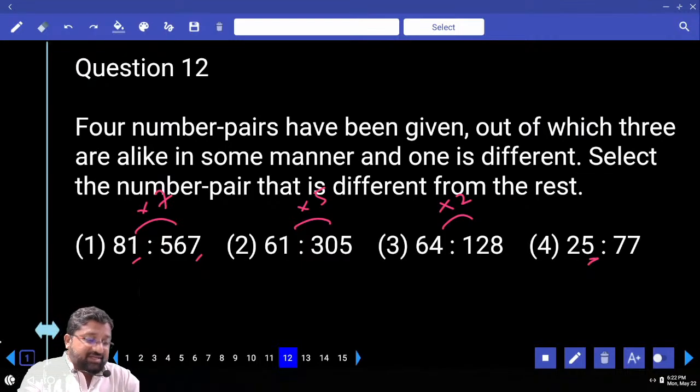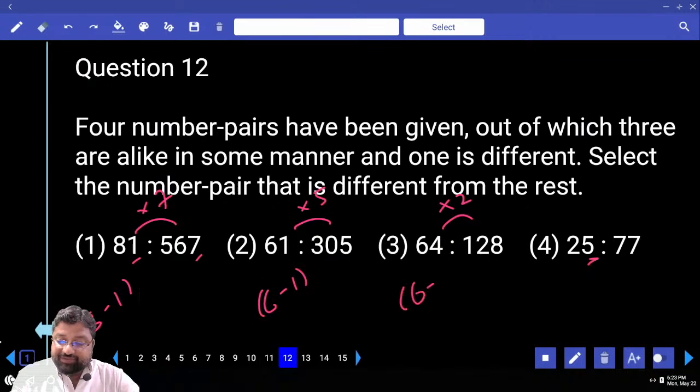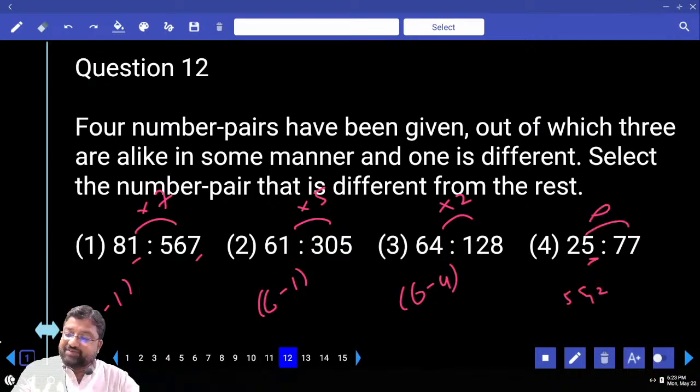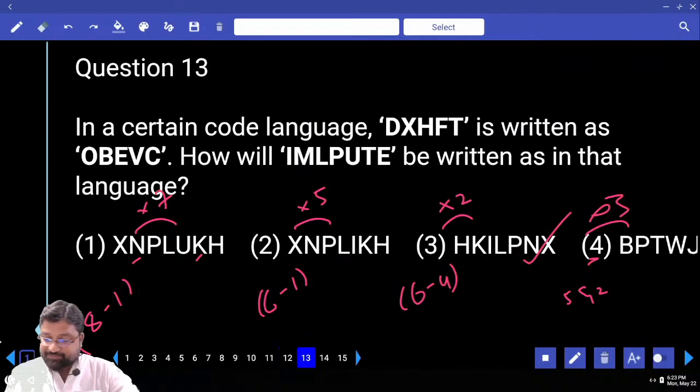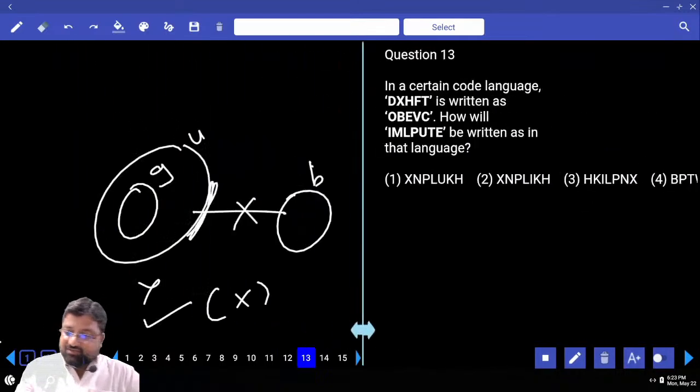What's the logic here? For 7, I am going with the difference of 8 and 1. For 5, I am going with the difference of 6 and 1. For 2, I am going with the difference of 6 and 4. The difference between the digits is multiplied with the same number. What's the difference here, 5 and 2? 3. 25 3s. But which is my answer? Fourth option.